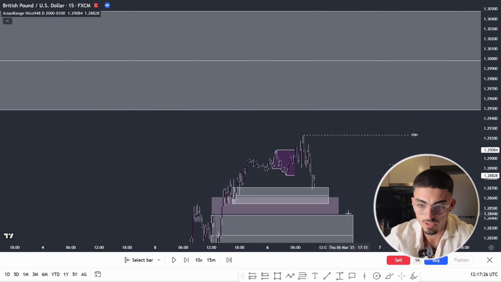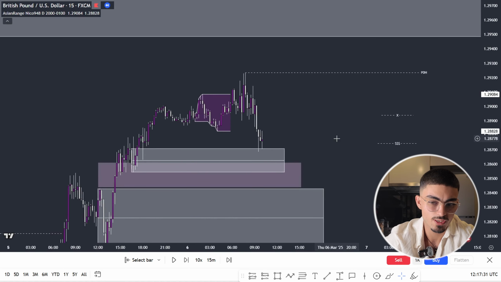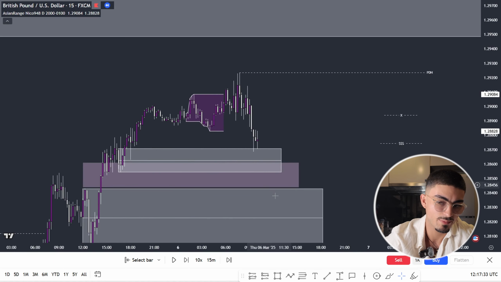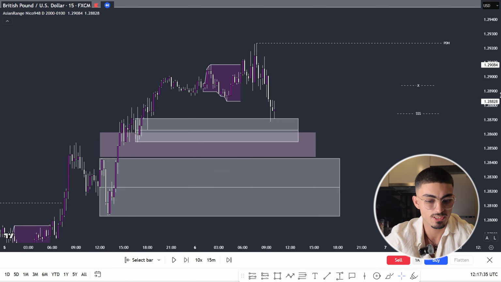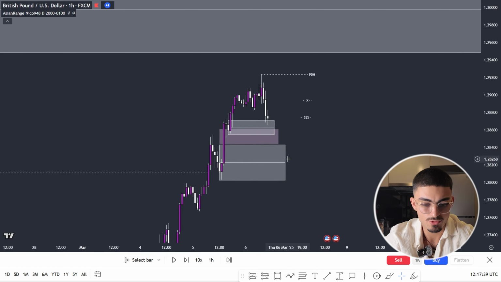But we've gone really high up, and yes, I was looking at this demand zone here, but I was also considering that we might fill this value gap and tap into this bigger demand zone, which was an hourly demand zone basically down here. So that's sort of what I was looking for there.